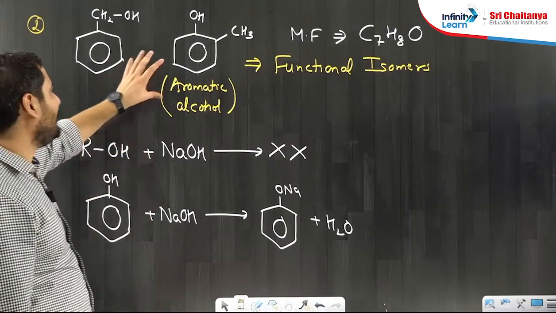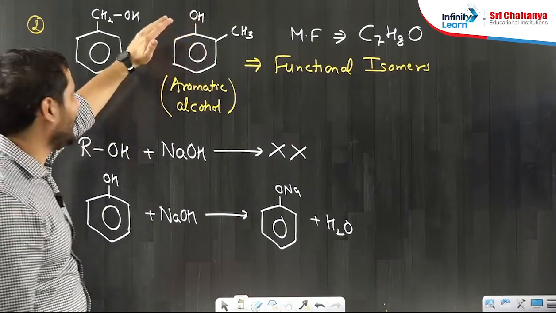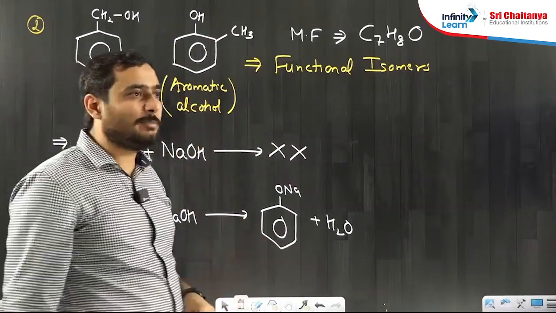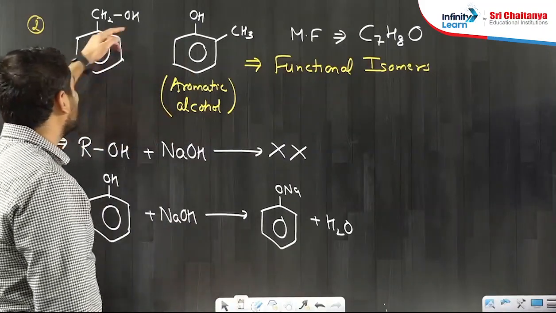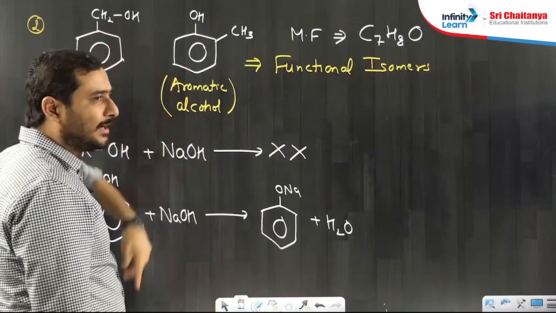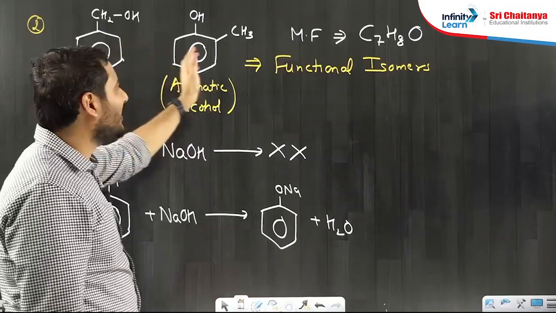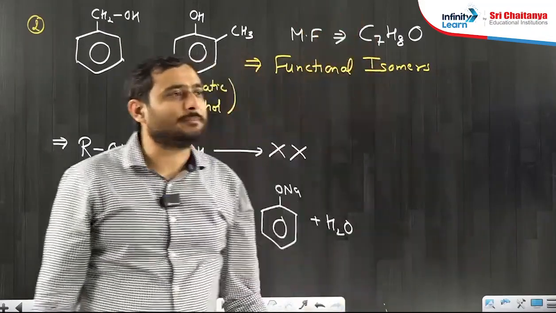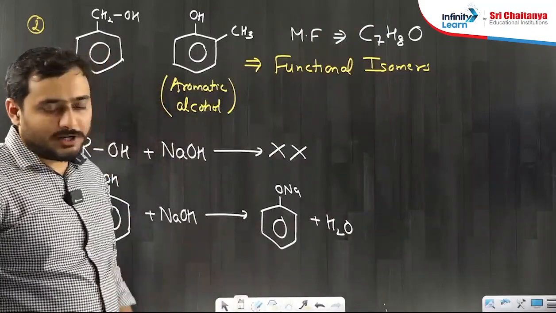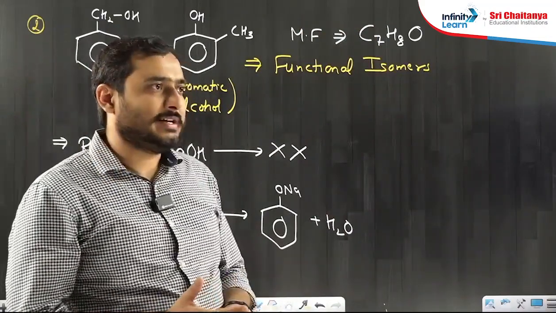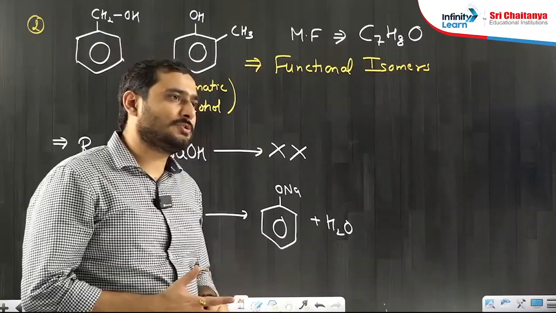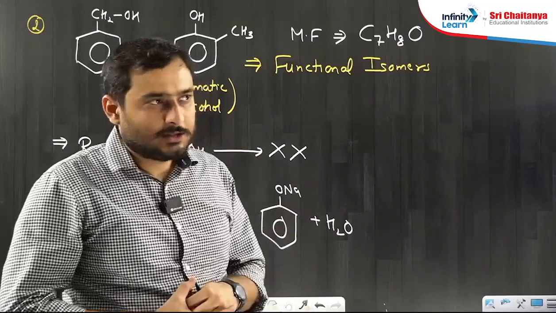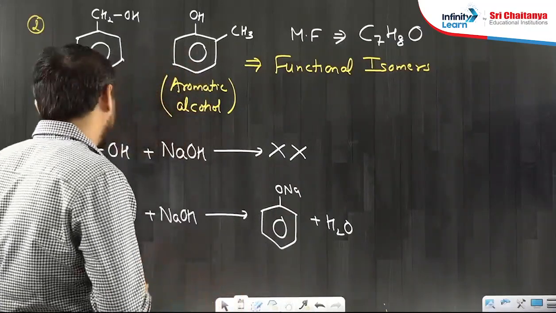So remember this: if OH is directly attached with benzene, that type of alcohol is called aromatic. Benzene is an aromatic compound. And if OH is not directly attached with benzene, that is not an aromatic alcohol. So between these two, the relation is that they are functional isomers if their molecular formula is the same. Any doubt? So first the 8 pairs for functional isomers we have to remember, and then these 2 note points. So this is about functional isomerism.